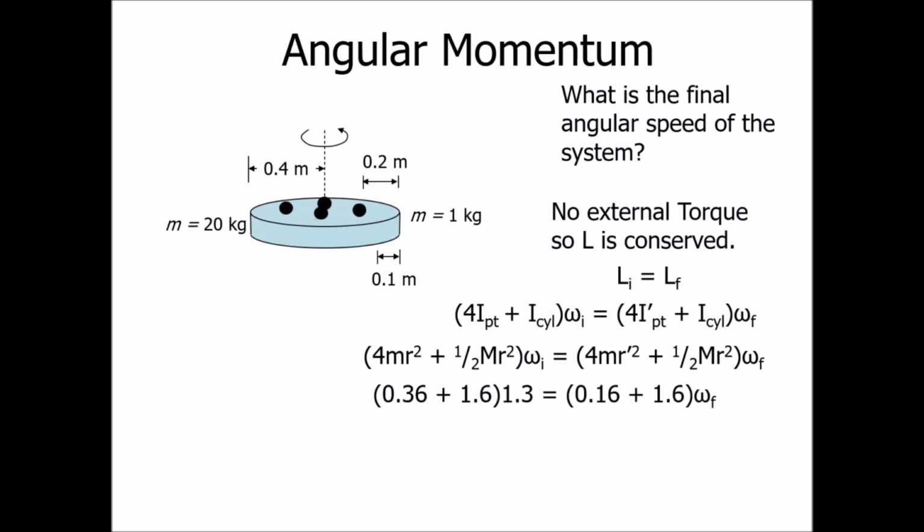I could plug in the numbers because I know the masses, I know r, I know what the initial angular velocity was, 1.3. I can solve for the final, and I get 1.45 radians per second. So it sped up and went faster.